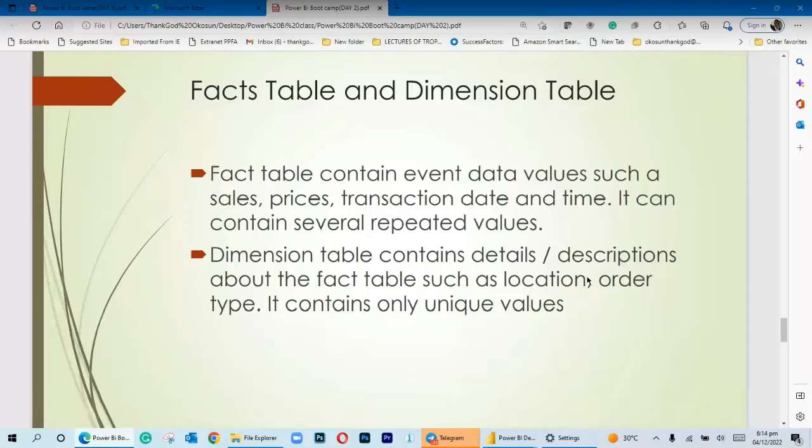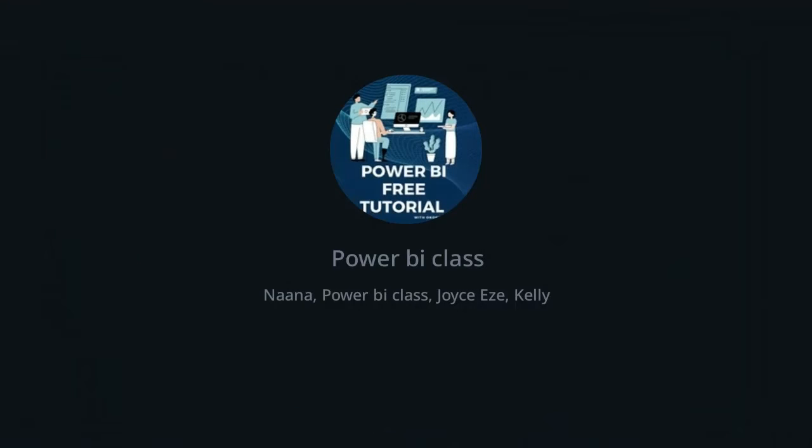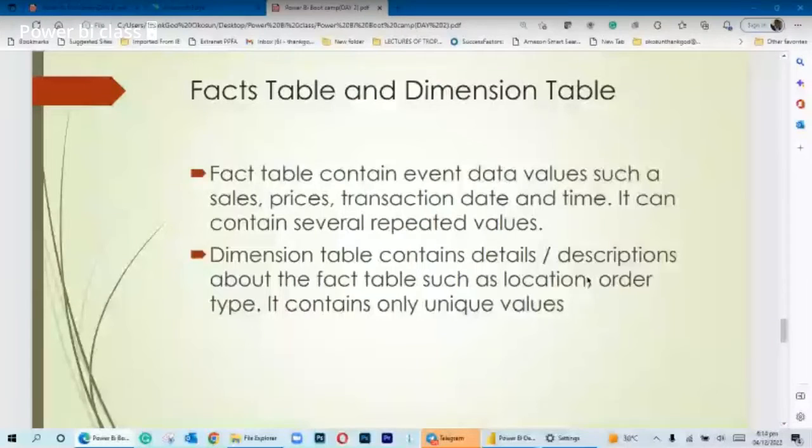And why does a fact table have repeated values? For instance, I can come to a store and buy Coke 5 different times, and those values are still repeating. That's why it has several repeated values. But for a dimension table, Coke is only one, like in an inventory. I cannot have more than one Coke in a dimension table. Even though there is diet Coke and different kinds of Coke, that's why it has only unique values. It does not have repeated values.